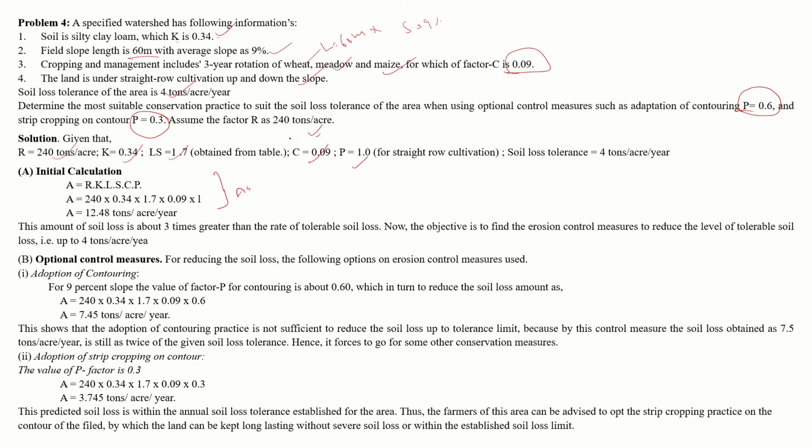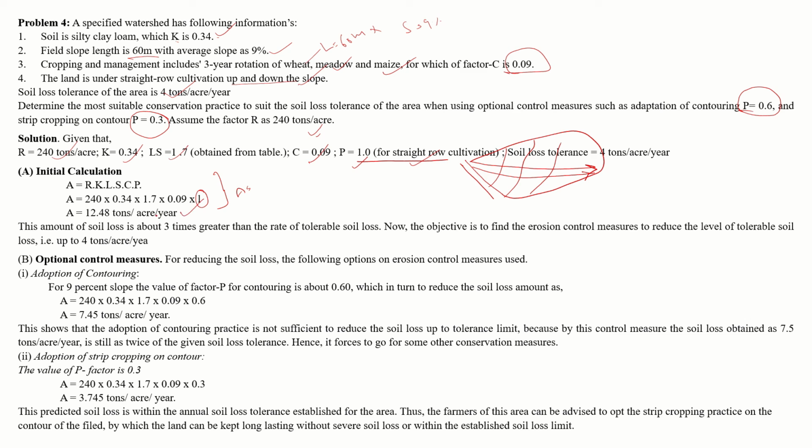First, without practicing any conservation: the land is under straight row cultivation, up and down the slope. Up and down slope means there is no practice. So I calculate the erosion without any conservation practice, that is P equal to 1. Substitute all the values R, K, L, S, C, and P equal to 1. The erosion here is 12.48 tons per acre per year.